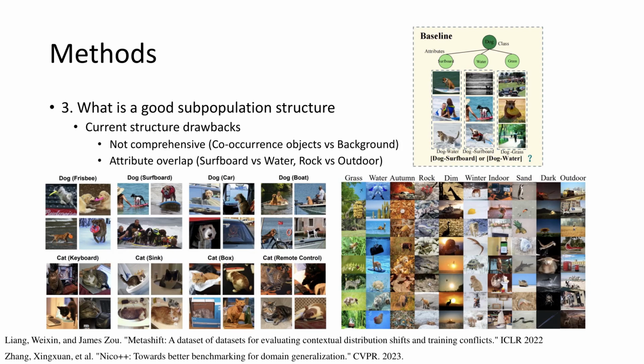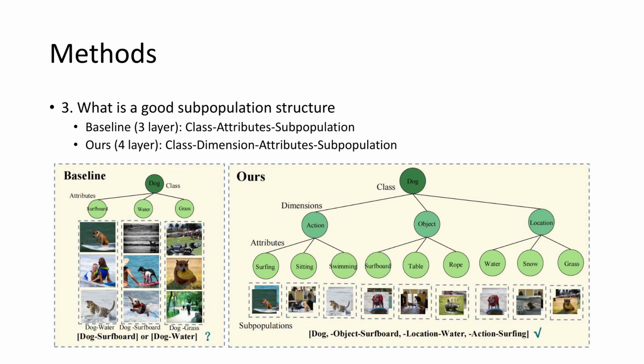MetaShift and NICO++ proposed various methods to divide datasets, such as categorizing by objects or backgrounds. However, these approaches have some limitations. The understanding of the dataset is not comprehensive enough. There are overlaps between attributes, for example, dog and surfboard or dog and water. The aforementioned drawbacks highlight the need for more refined approaches to creating effective subpopulation structures.